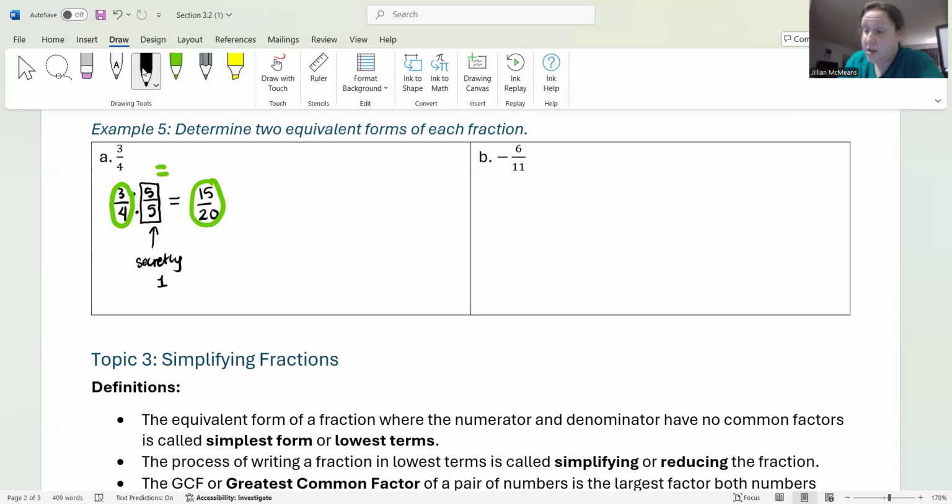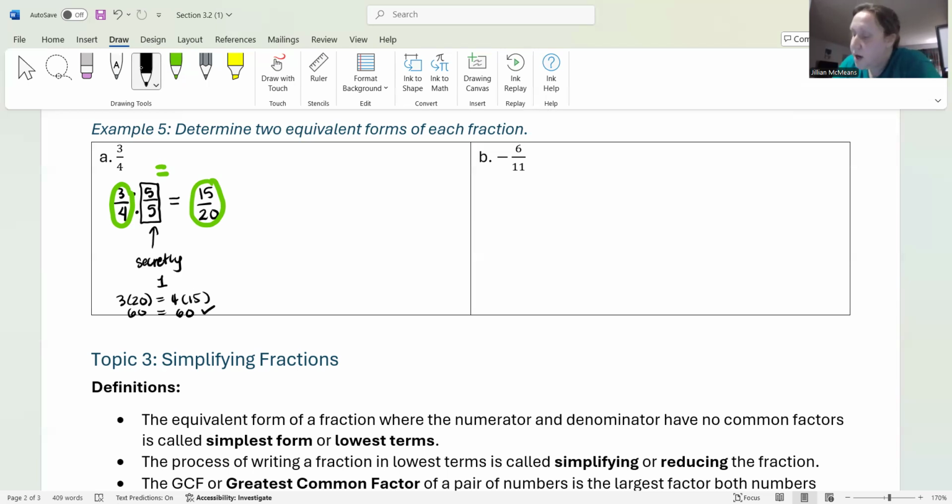And if you really wanted to check, cross multiply. We would want to see, does 3 times 20 equal 4 times 15? Well, 3 times 20 is 60, and 4 times 15 is 60. So now we can verify for sure that 3/4 is equal to 15/20.